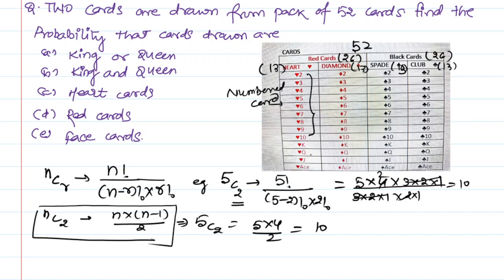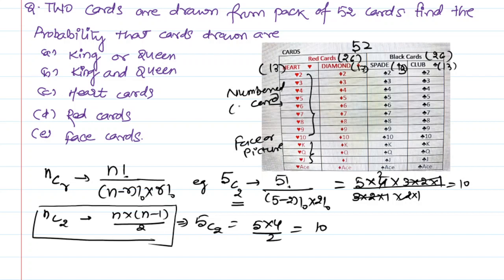Then king, queen and jack are called face cards or picture cards. And ace is all around. So when I'm counting the total number of picture cards, I'm getting 3 plus 3 plus 3 plus 3. That is a total of 12 picture cards I have.